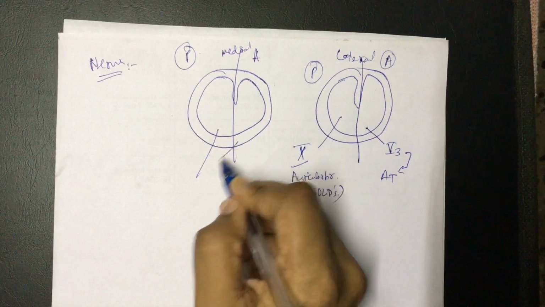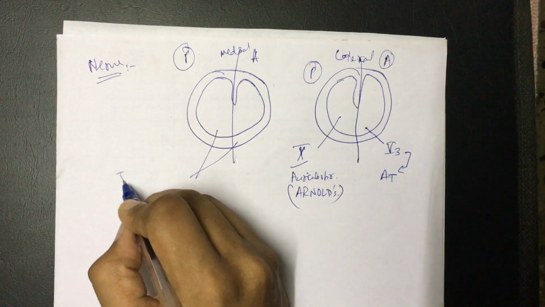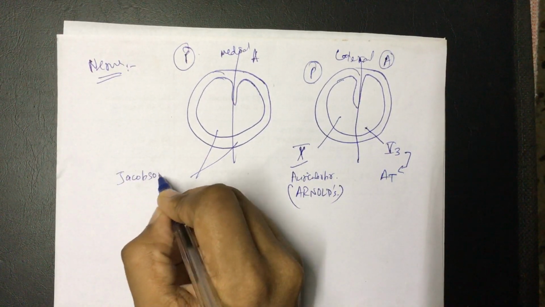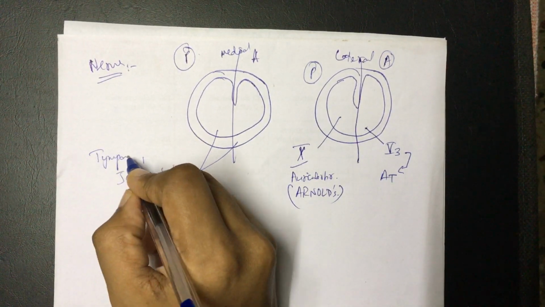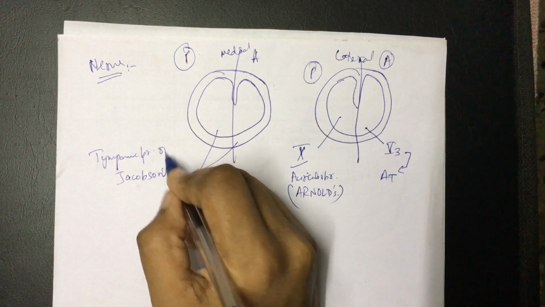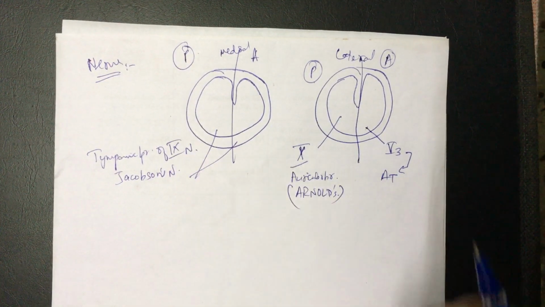And the medial part entirely is going to be supplied by Jacobson's nerve, which is nothing but the tympanic branch of the glossopharyngeal nerve, which is the 9th cranial nerve.